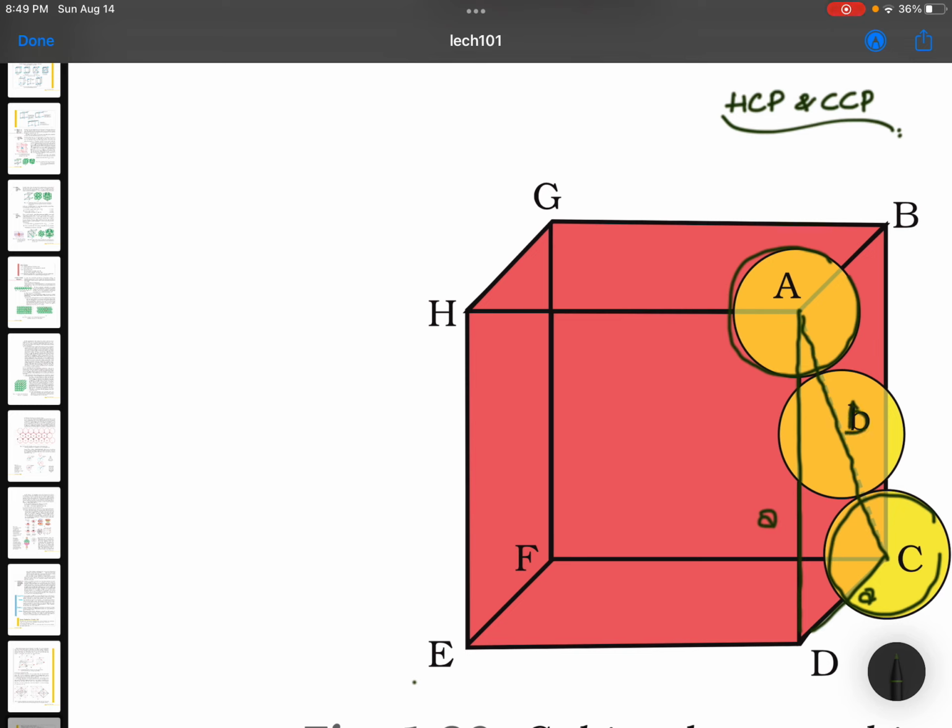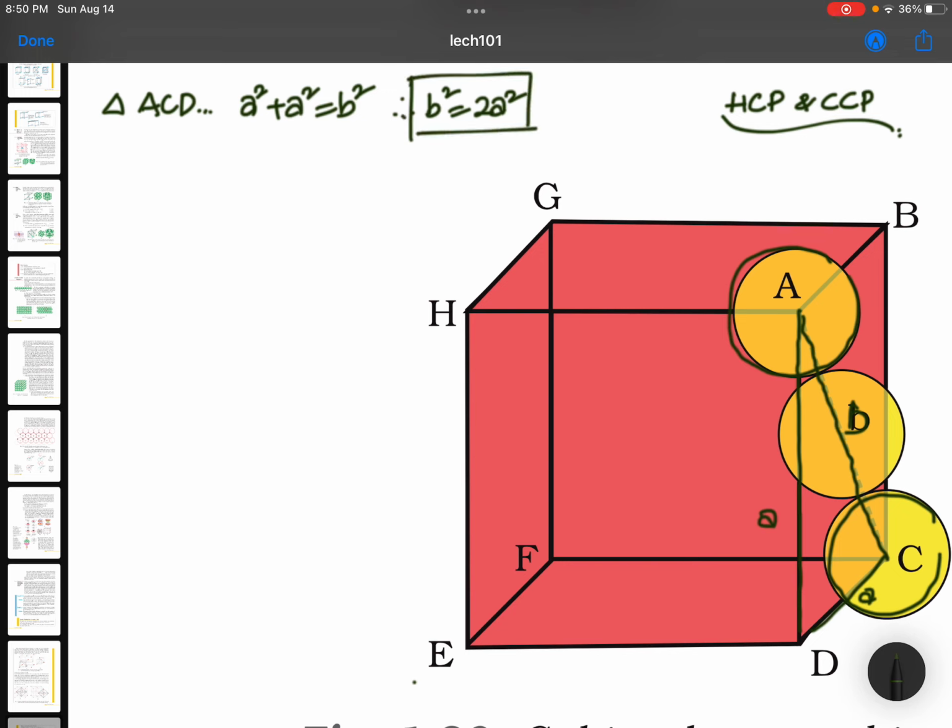Okay, so triangle ACD, if you consider from this, according to your very old superb formula, that is Pythagoras theorem, a square plus a square is equal to b square. Therefore, b square is equal to 2a square.